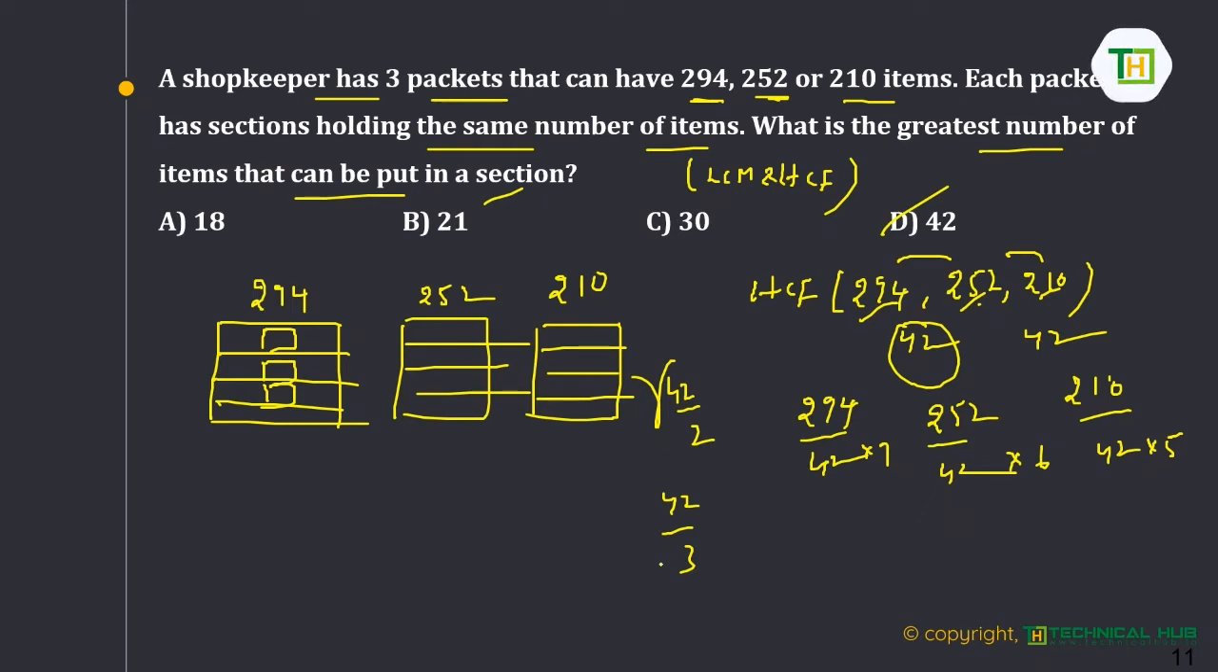So what is the greatest number that can be put in the section? You can put 42 in each section, then there is no remainder. If you put 42 in each section for 294, there is no remainder. Here also if you put 42, there is no remainder. And here also, if you put 42, there is no remainder. That is what they're asking. Each packet holds the same number of items, so how many items? 42 items.